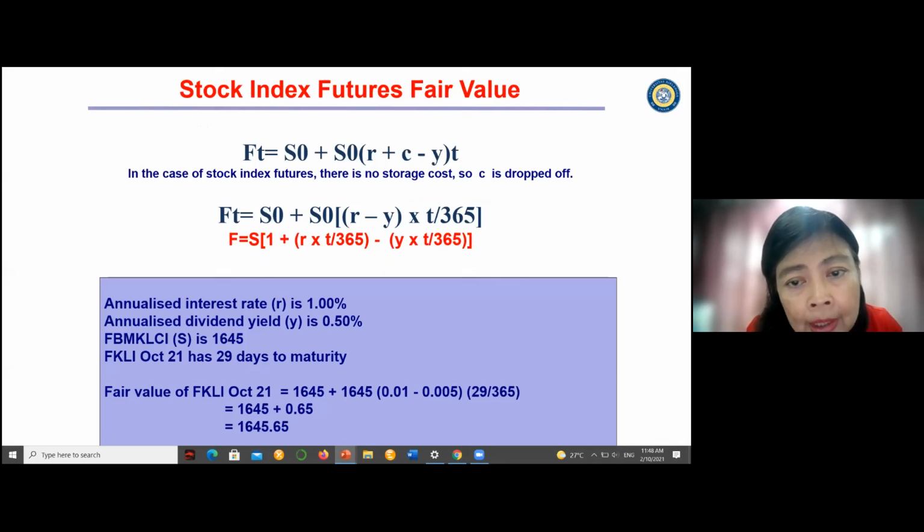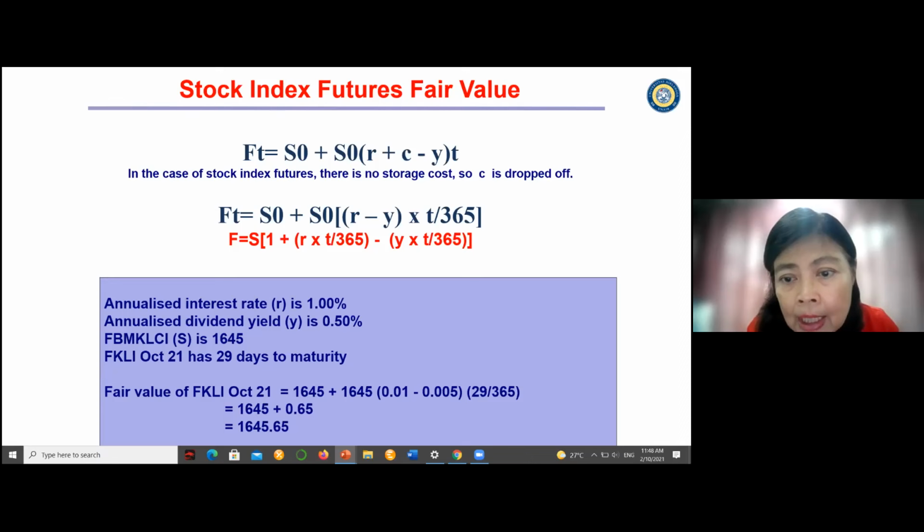R minus Y is your interest rates minus your dividend yield, which is your opportunity cost. You pay so much in interest rates, then you minus whatever you get back in dividends, and then you times the number of days.